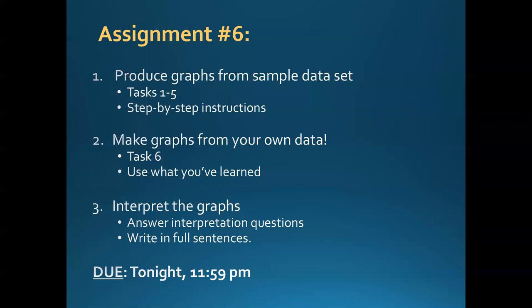There's going to be, I think, 6 tasks in the homework assignment, and you'll see once you open it up. But tasks 1 through 5 is just creating graphs and answering a couple questions about each graph in a sample data set. That was the assignment 6-dataset.sav that I had you download in the beginning. So you'll be using that to create those graphs.